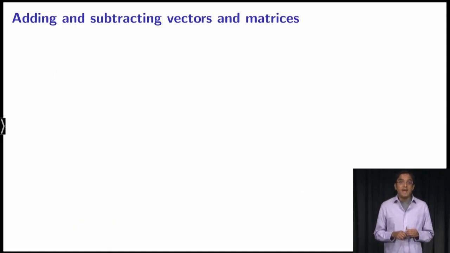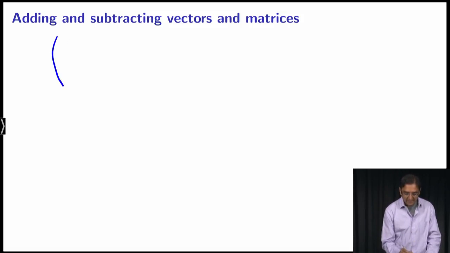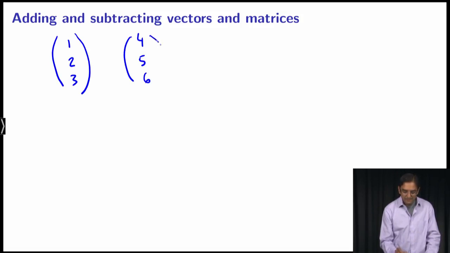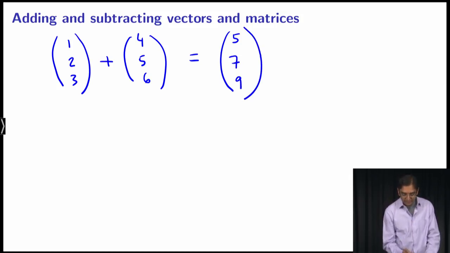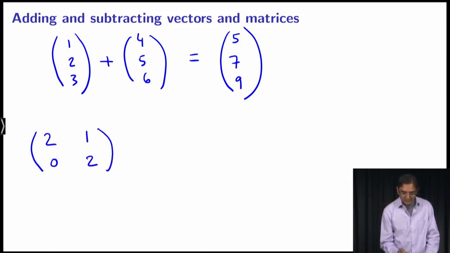Now, how do you add or subtract vectors and matrices? This is very simple. You just do it element-wise. Okay, so if you have 2 vectors like 1, 2, 3, and 4, 5, 6. The way you add them is just to add them up one element at a time. So 1 plus 4 is 5, 2 plus 5 is 7, 3 plus 6 is 9. Okay? And it's similar with matrices. Let's say we have two matrices, 2, 1, 0, 2, and another one, 1, 2, 3, 4.